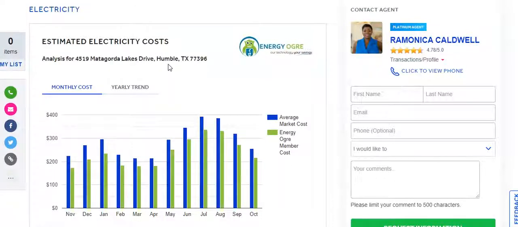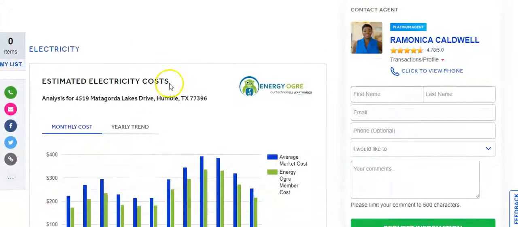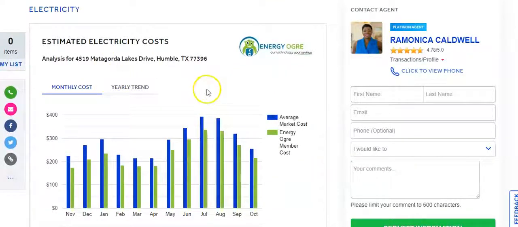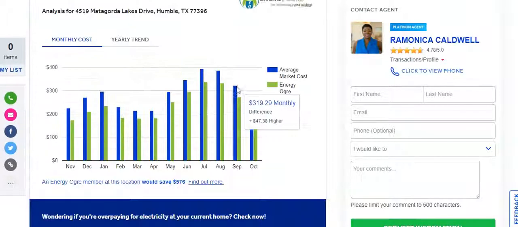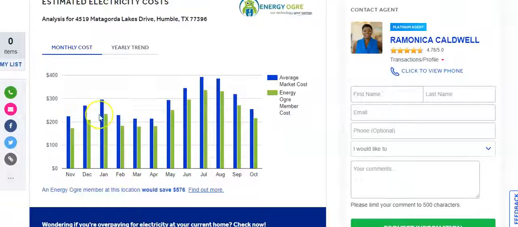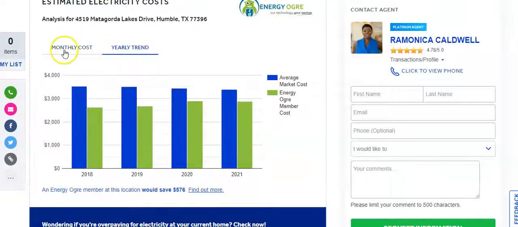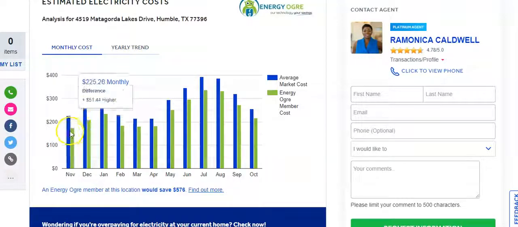Also, a cool thing about the MLS sheet on HAR is that it gives you an estimated monthly utility bill. So it'll give you an idea of what your electricity bill may be. We can also get you a free quote if you want to send in your property address and your current bill just to compare costs to see what your cost would be. The blue is going to be the average market cost, and then Energy Orge, if you use this particular company, this is how much you would pay. So it gives you a monthly cost and it gives you a yearly trend, so you can play around with those. But it'll give you an idea of what you can expect to pay here in blue or green.